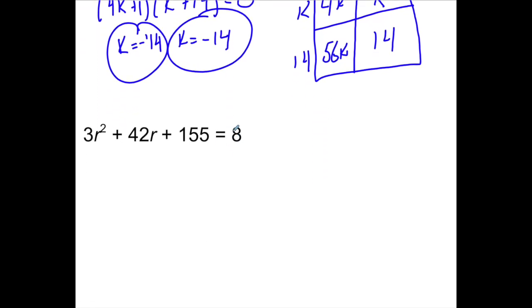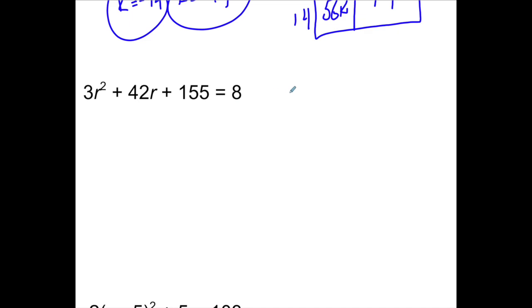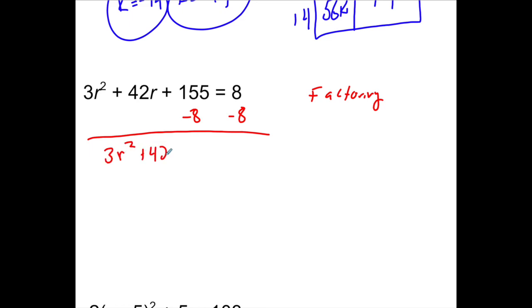All right, moving on down to the next one. Again, the existence of a b value tells me that I'm going to need to use factoring again. So I'm going to start by making it equal to 0 by minusing 8. So I've got 3r squared plus 42r plus 147 equals 0.